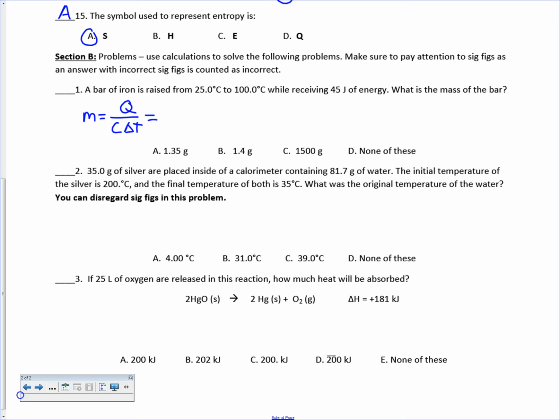which equals, in this case, 45. And then we have to look up the C for iron. It's 0.444. All right, delta T in this case, it's going from 25.0 to 100.0. Because those are both to the tenths place, our answer here should be to the tenth place, 75.0. All right, and then what we have here, 2 sig figs on the top, 3 sig figs on the bottom, times 3 sig figs. And so we have 2 sig figs in our answer. What you end up getting then is 1.4 grams. All right, which is option B.